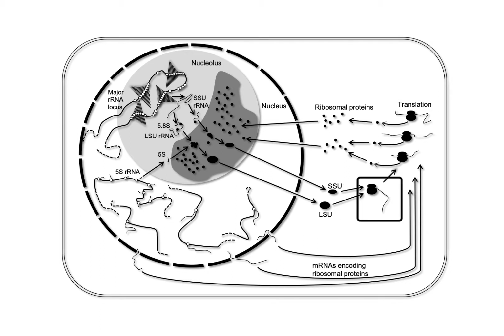Those are assembled around an mRNA message, and then translation occurs out here in the cytosol or on the endoplasmic reticulum. And then ribosomal proteins are imported back into the nucleus and the nucleolus, where they act to build up new ribosomes.